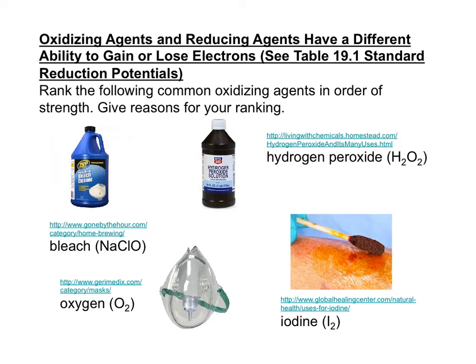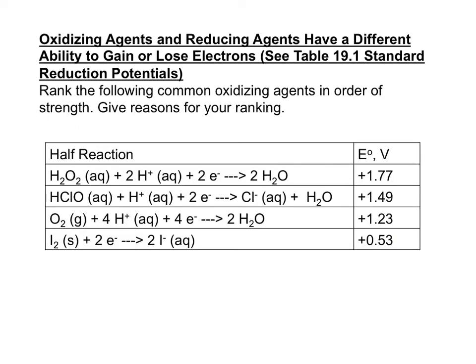And here are the answers. The standard reduction potential table gives us the answer to that question. Remember that E is related to delta G. So the more positive E is, the more negative delta G is. And the more negative delta G is, the more spontaneous the reaction is. So hydrogen peroxide has the largest E, that makes it the strongest oxidizing agent. Iodine has the smallest E, that makes it the weakest oxidizing agent.